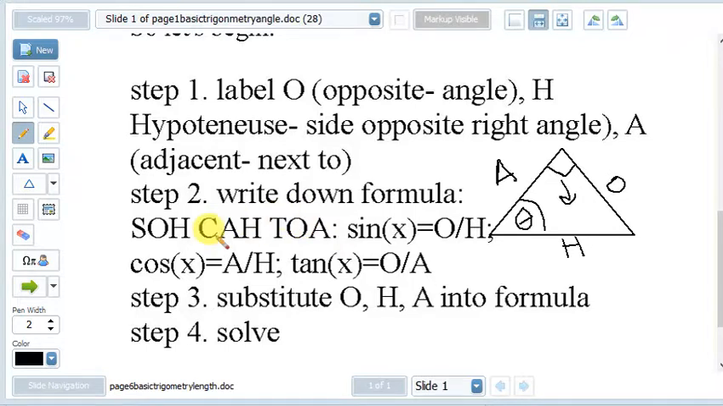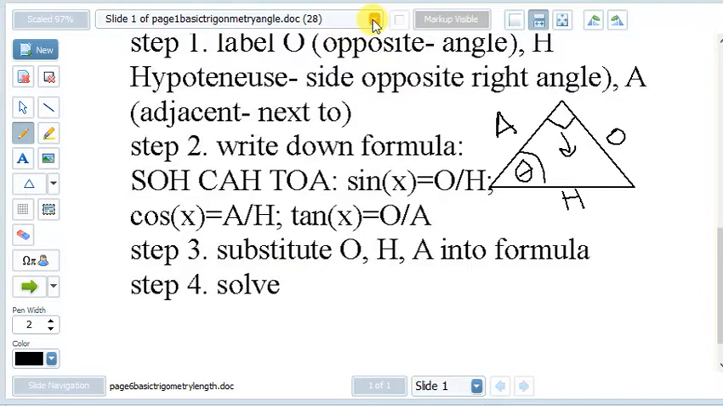Okay, so step 2 with these questions is we write down the formula. So SOHCAHTOA, the SO means sine x, and that's x is the angle, equals opposite over hypotenuse. Cosine, and that's cosine of the angle, equals adjacent over hypotenuse. And tan of x equals opposite over adjacent. So then we substitute opposite, hypotenuse and adjacent into the formula, and then we solve by using change side, change sign.